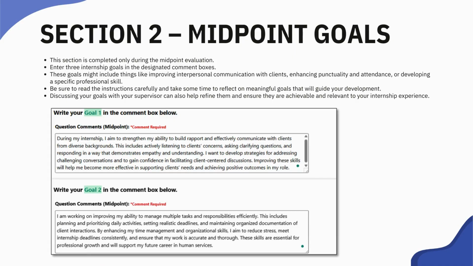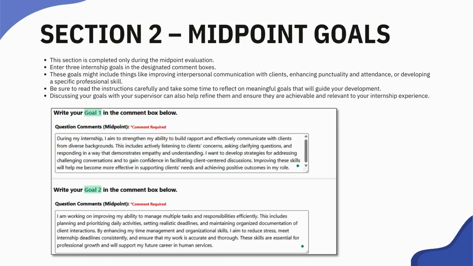The second section is midpoint goals, which is completed only during the midpoint evaluation. In this section, you will enter 3 internship goals in the designated comment boxes. These goals might include things like improving interpersonal communication with clients, enhancing punctuality and attendance, or developing a specific professional skill. Be sure to read the instructions carefully and take some time to reflect on meaningful goals that will guide your development. Discussing your goals with your supervisor can also help refine them and ensure they are achievable and relevant to your internship experience.